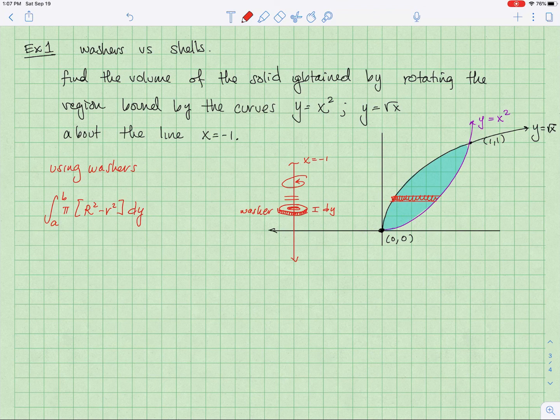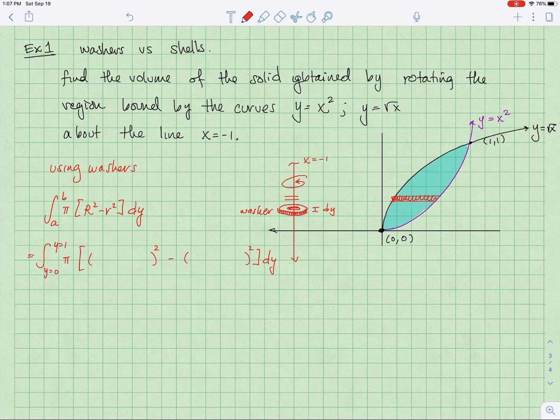And now we've got a few things to find. We've got to find the limits of integration, a and b. Let's start there. The limits of integration a and b are with respect to the value y. So our lowest horizontal slice will be down at y equals 0, and our highest horizontal slice will be up here at y equals 1. So those will be our limits of integration. Y equals 0 to y equals 1, pi, we have our outer radius squared minus our inner radius squared, integrated dy.